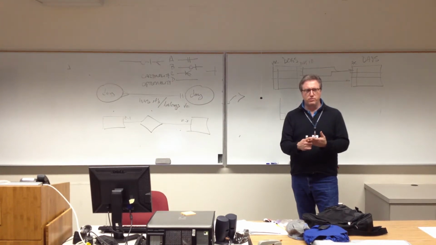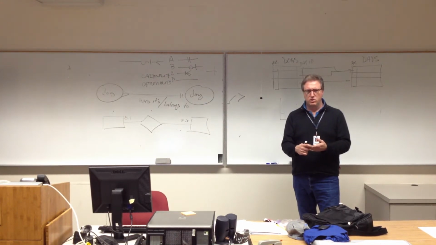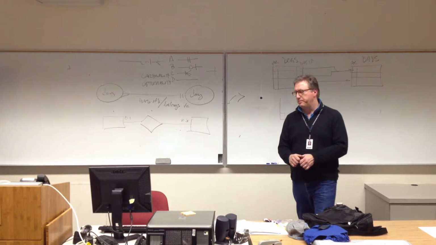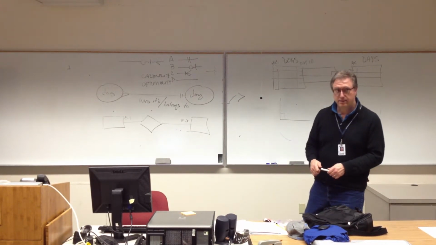Are there more normal forms? Then it goes to 6. There's 6 of them somewhere. Does anyone care? You betcha, DBAs care all the time. We don't in this class.